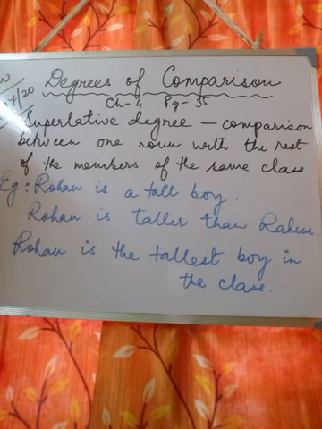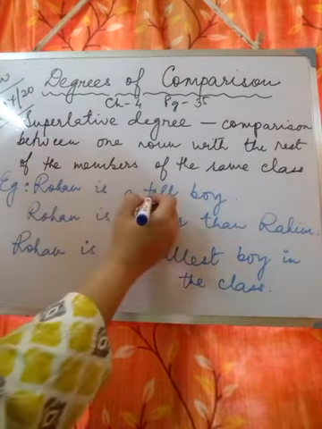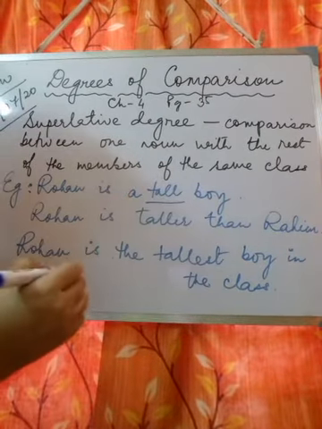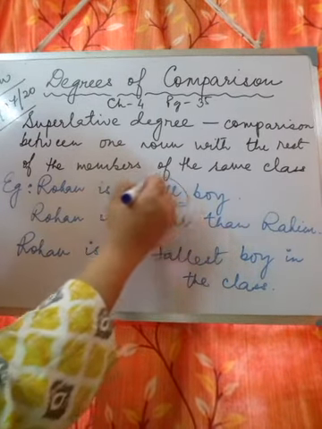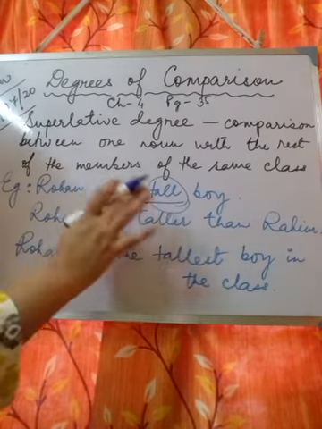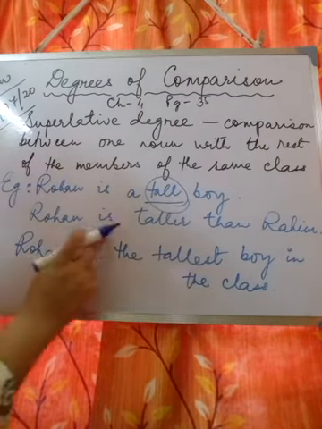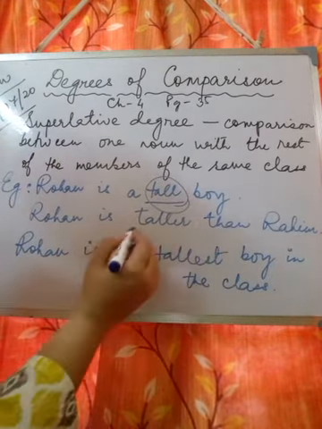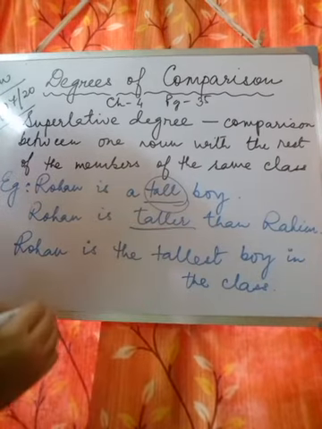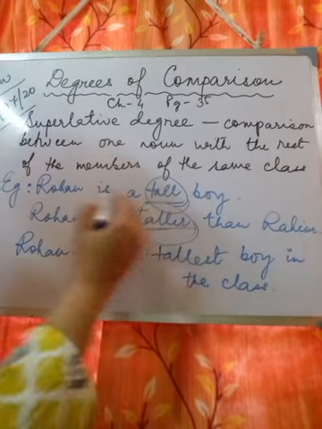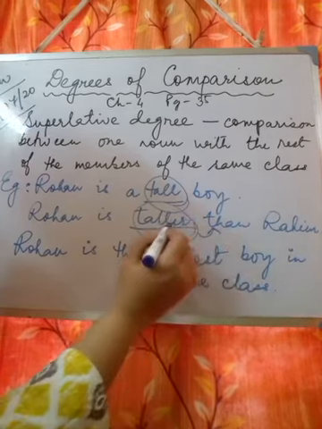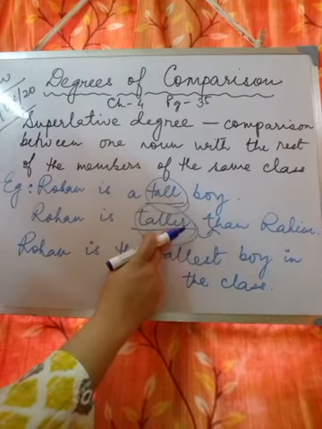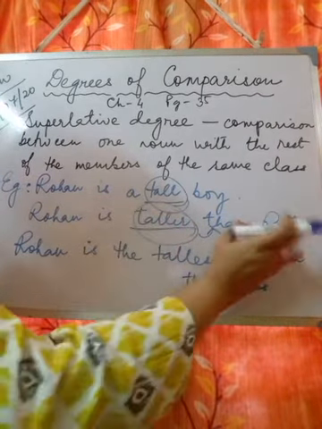Look at these examples. Rohan is a tall boy. Here tall is the adjective in the positive degree. It is used in its base form. There is no comparison clearly. Rohan is taller than Rahim. Here the comparative degree of tall is used, which is taller, and we use than right after the comparative degree. Comparison is between two, Rohan and Rahim.